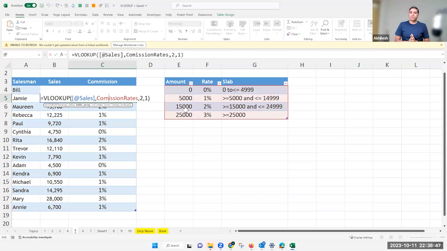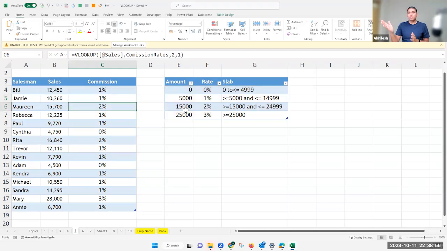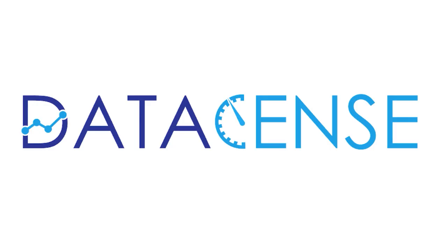Okay, so that's the logic. If you understand that logic, then keep using this. Until then, focus on IF function. If that is not understood, focus on IF function.